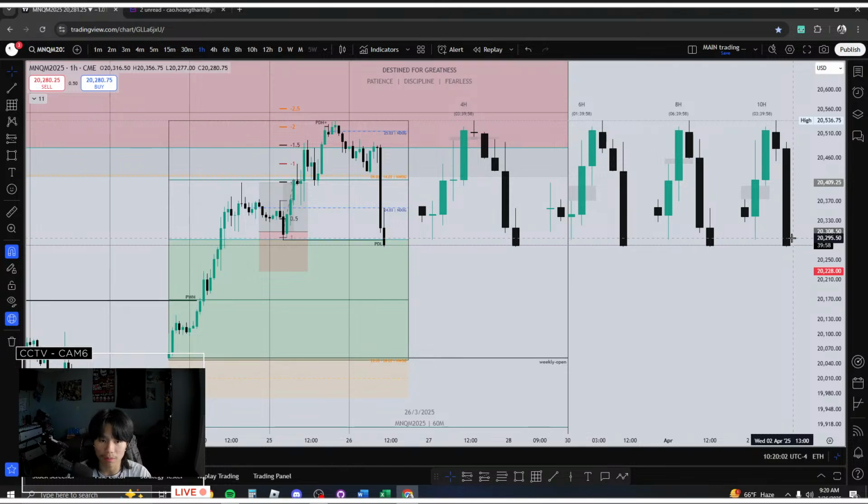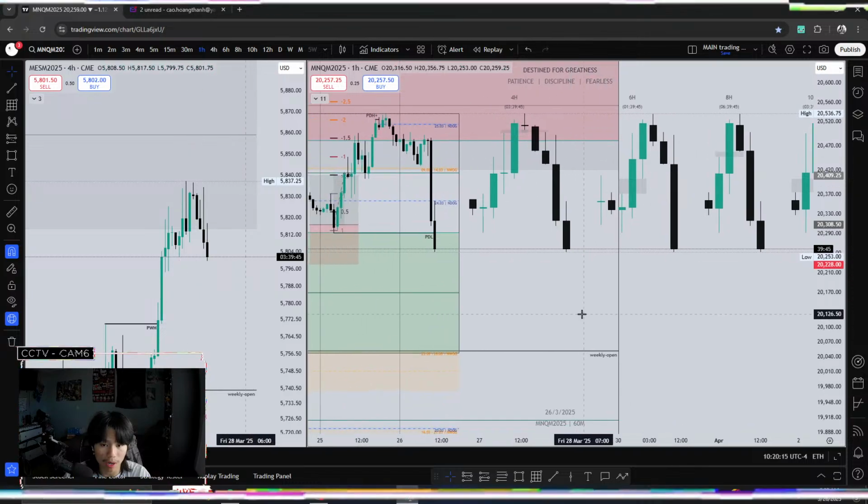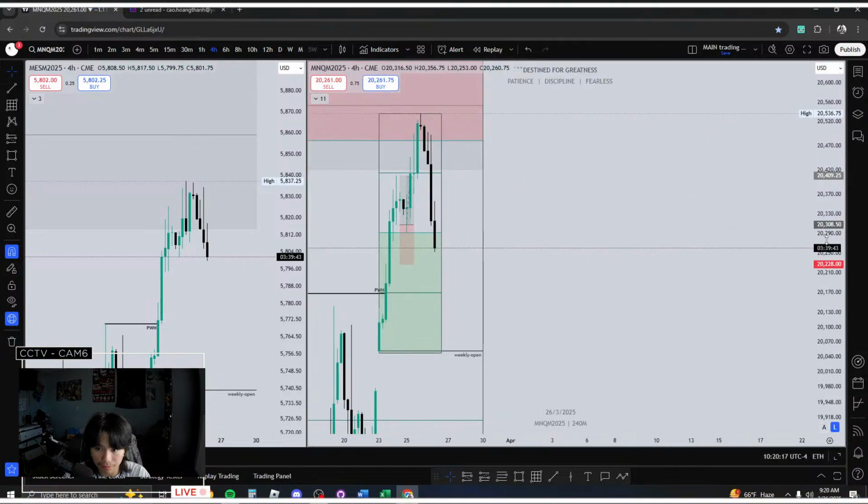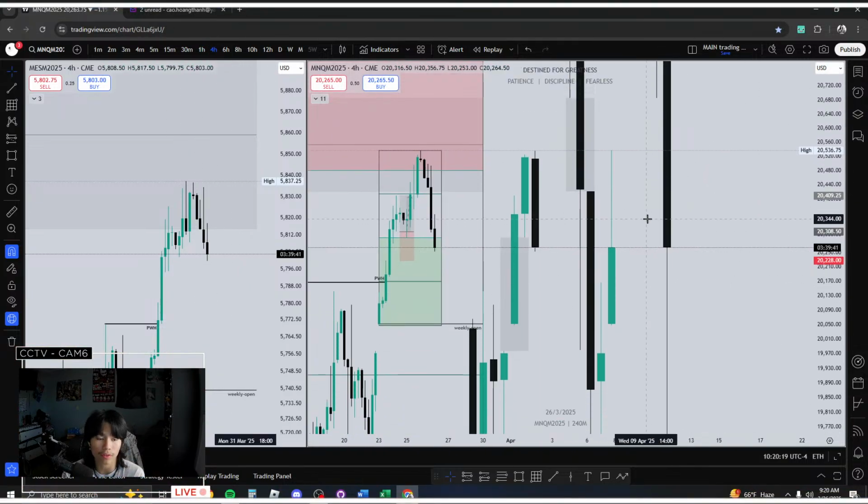The only time frames that I could use for a daily bias is the 4-hour time frame, the 6-hour time frame, the 8-hour time frame, and the 10-hour time frame. Those time frames will be my core time frames for now. I can't really force anything.